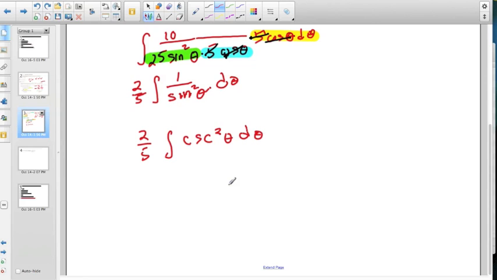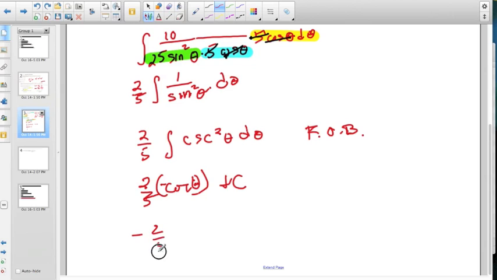And then cosecant is one of those things that you find in the front of the book. I call that an FOB. So in the front of the book, the integral of cosecant squared theta is opposite cotangent theta. So we end up having 2/5 cotangent theta with an opposite there, so that equals minus 2/5 cotangent theta plus c.